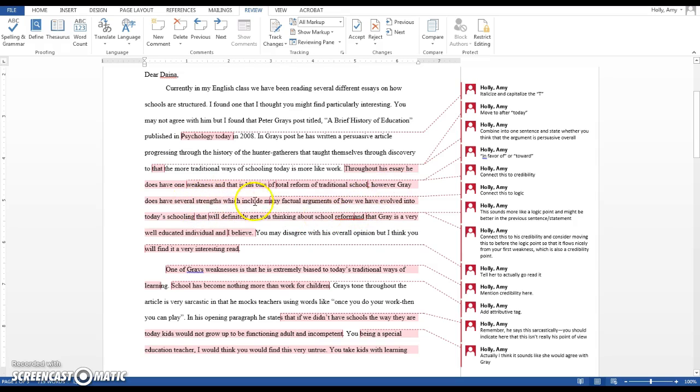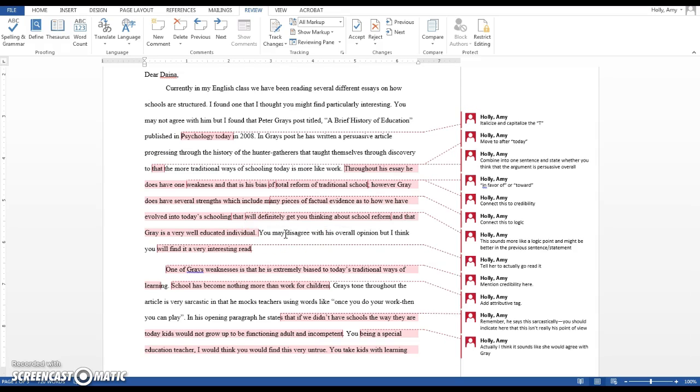Gray does have several strengths, which include many factual, or you could even say many pieces of factual evidence as to how we have evolved in today's schooling that will definitely get you thinking about school reform, and that Gray is a very well-educated individual. And then you could just take this part out, and again, it's going to be a more streamlined sentence that way too.